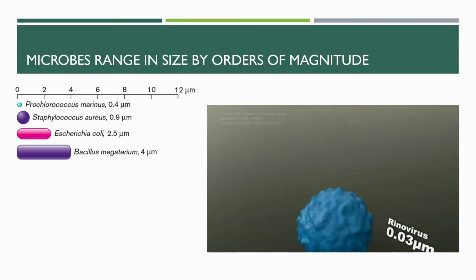So remember, this Prochlorococcus is 0.4 micrometers, and what was the resolution of our eyes? What were we able to see? 0.1, yeah, so it's just a little bit bigger, so that's why you still need a microscope even for the smallest microbes. So these are the three that we'll work with.